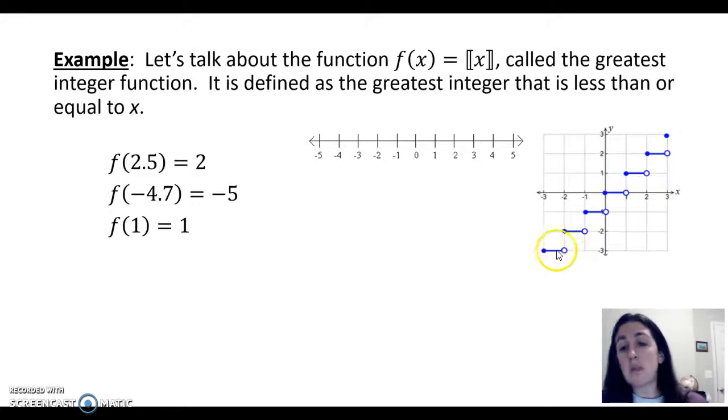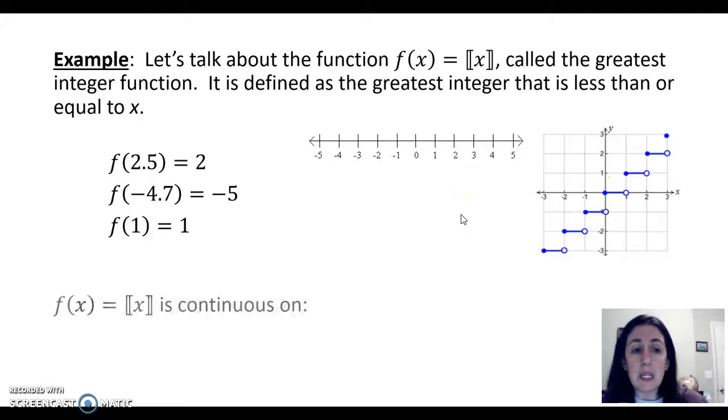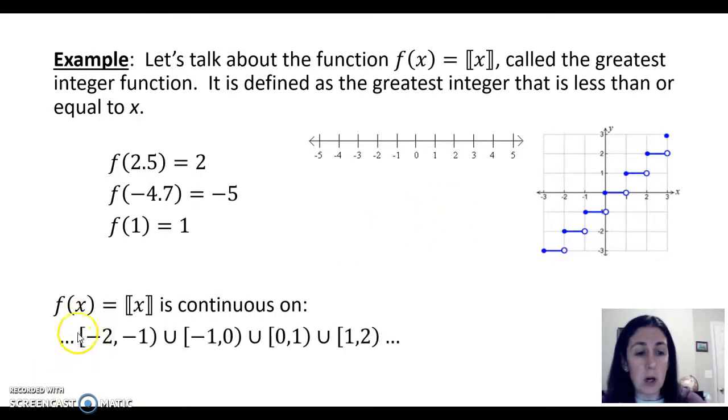So this function, based on our previous definitions, is continuous from the right, but not from the left. So where is this function continuous? We would write it like this, where these closed intervals mean, hey, this is continuous from the right at -2, but it's not continuous from the left at -1. It's continuous from the right at -1, but it's not continuous from the left at 0, and so on and so forth.